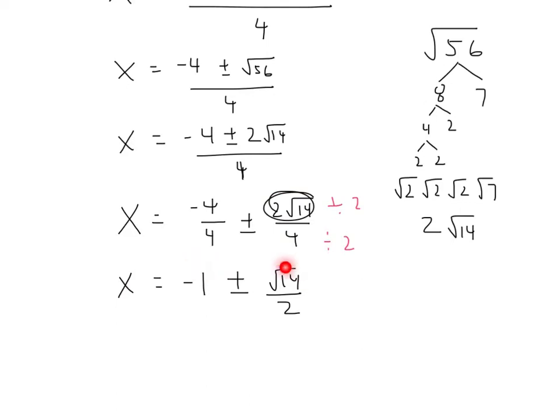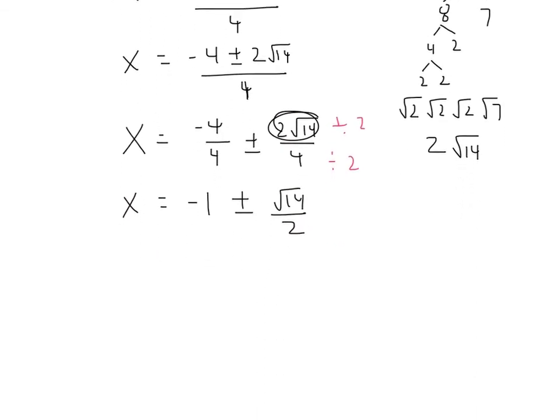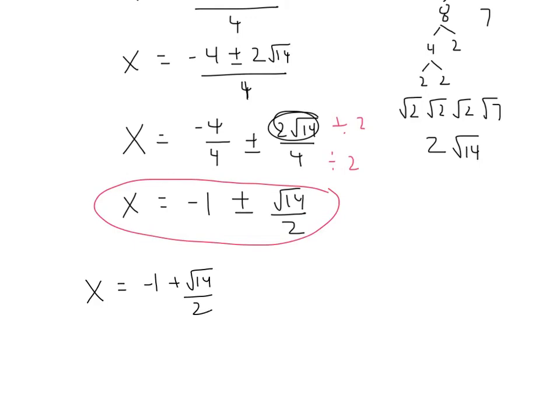Notice right here, radical 14 divided by 2 does not equal radical 7. You can't divide a radical by a regular number. This is not radical 7. The only other way to write this, and this is optional, you can either write your answer like this, or you can also write your answer this way: negative 1 plus radical 14 over 2, or negative 1 minus radical 14 over 2. Either way works.